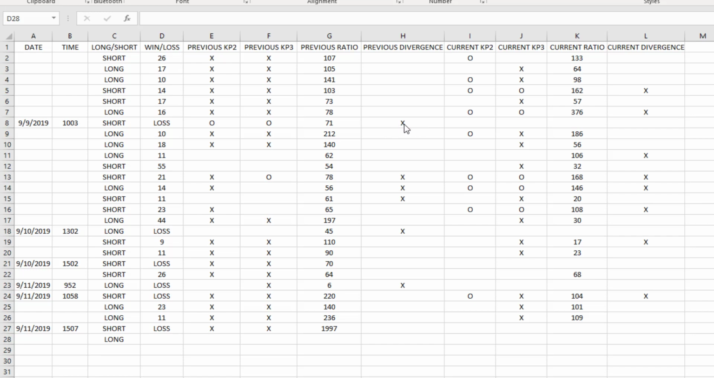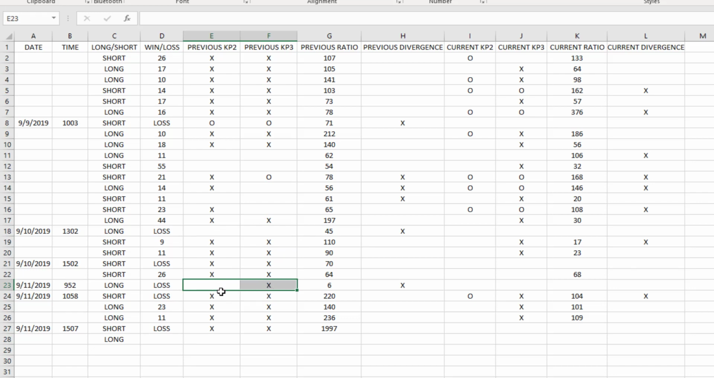But the losses are falling into a very specific pattern where we don't have our KP2 or KP3 ratios going for us. In this case right here, this first loss, we had the KP2 and KP3 going against us. So these are kind of things I want to see, and it again is turning out to be very interesting. Here we had a loss where nothing was going for us. Here again, another loss where we only had the KP3 going for us.